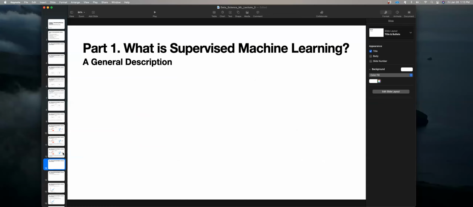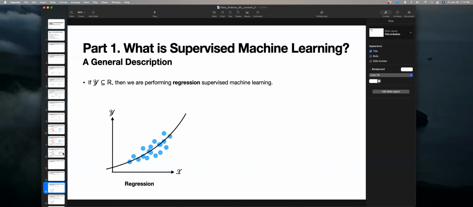So what are the types of machine learning or supervised machine learning? Well, generally speaking, there's two types. If the label space consists of real numbers, then we're performing what's called regression. So this would be an example of regression where on the y-axis, we have a numerical label, and as input, we have some measurement of the data. And we're trying to find some function that's approximating the data in the space.